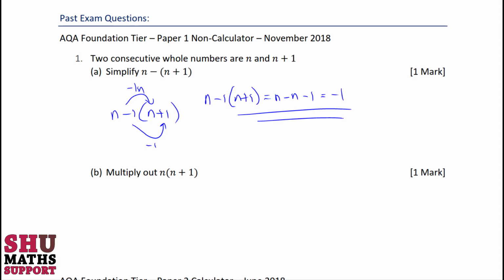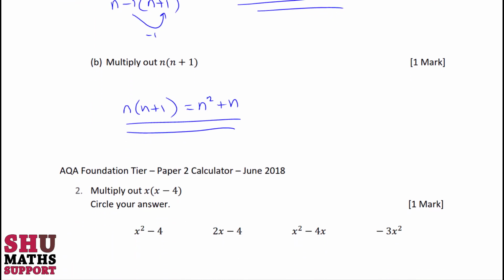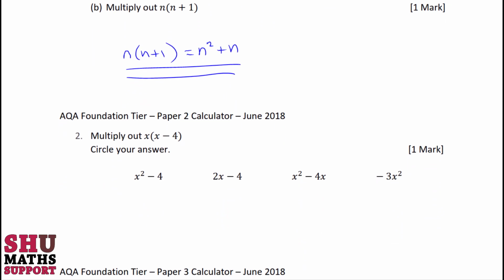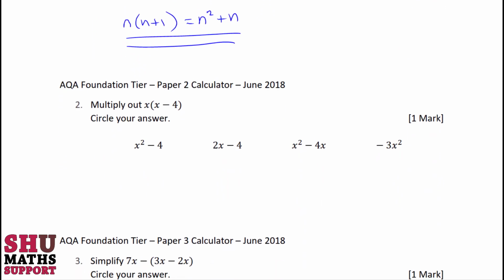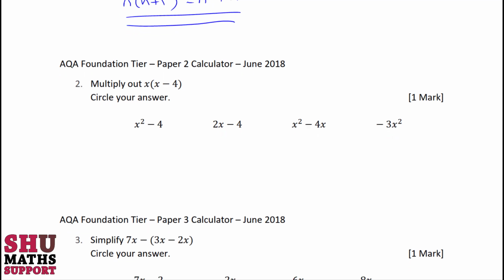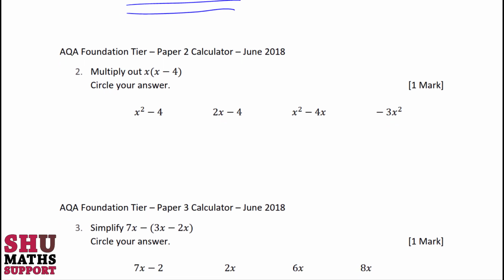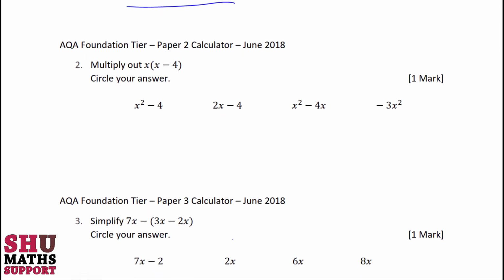Okay, so if we have n times (n plus 1), then we can do n times n, which is n squared, and then n times 1, which is n. So therefore we have n squared plus n as our final answer. So now we'll move on to the next question. So we have multiply out x times (x minus 4). So it's quite similar to the one we've literally just done actually, but it's wanting us to circle our answer.